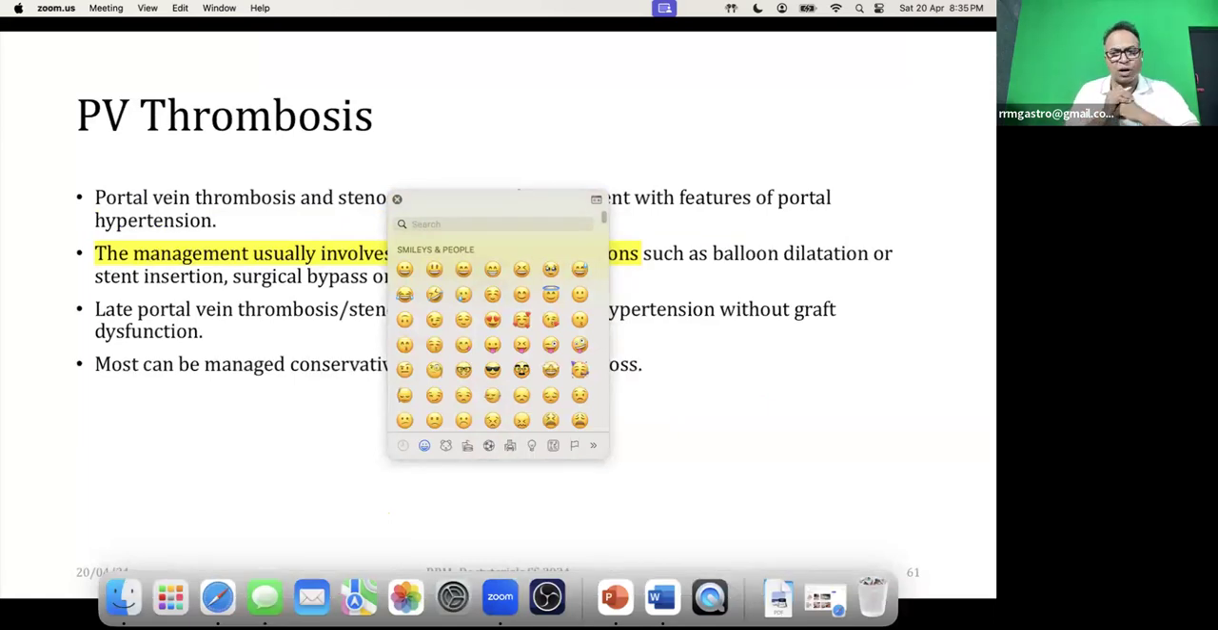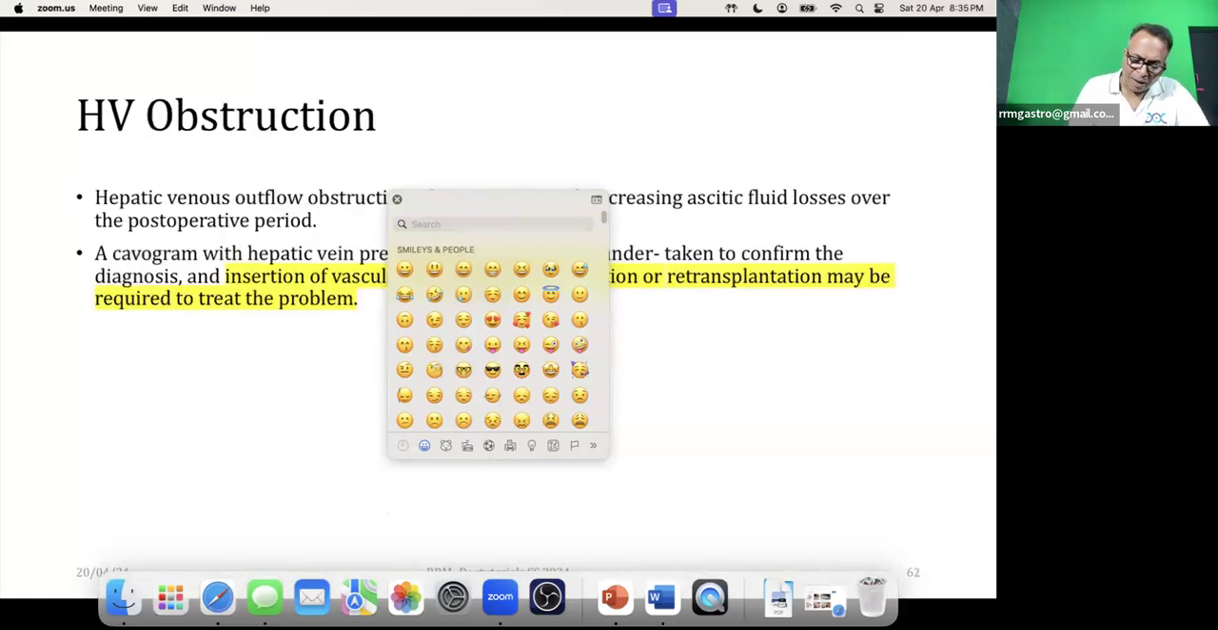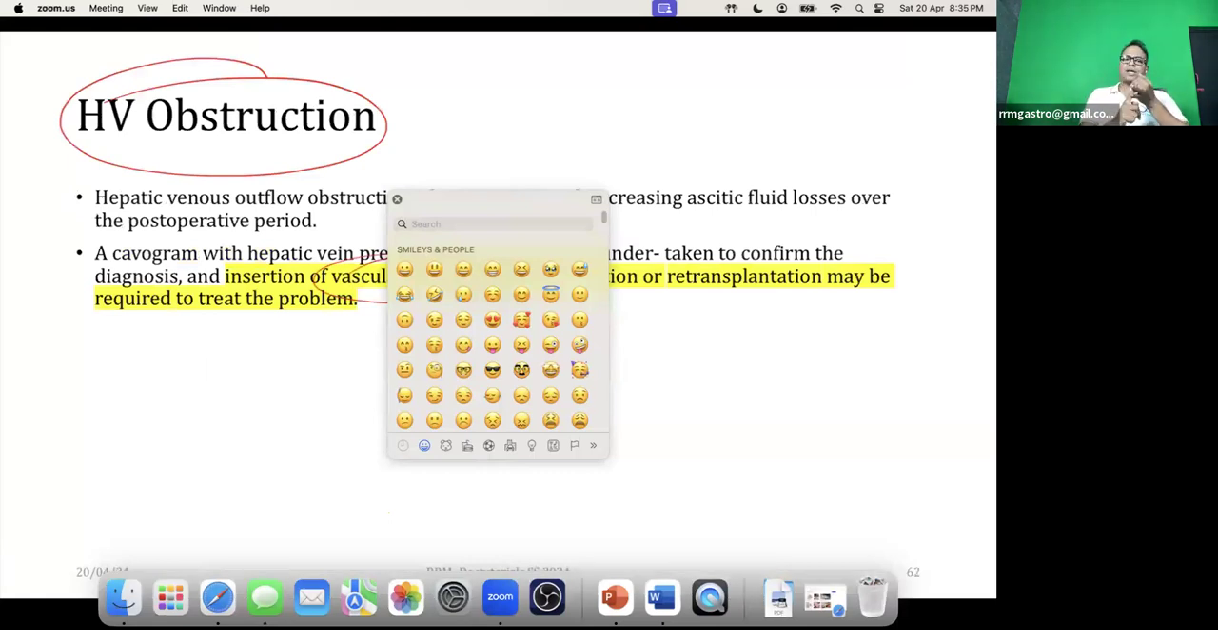Portal vein thrombosis and stenosis are rare and can present with features of portal hypertension. Management usually is endovascular. Portal vein thrombosis, no need to worry. Usually you can easily manage with the endovascular intervention or even by a bypass or sometimes pre-transplant. Similarly, hepatic venous obstruction can also be treated by a stent. See, hepatic vein obstruction, portal vein obstruction, late hepatic artery thrombosis: these three are not dangerous, whereas dangerous is early hepatic artery thrombosis. These three can be managed by endovascular, surgical, or even transplant again. But for hepatic artery thrombosis, the only option is re-transplant immediately.